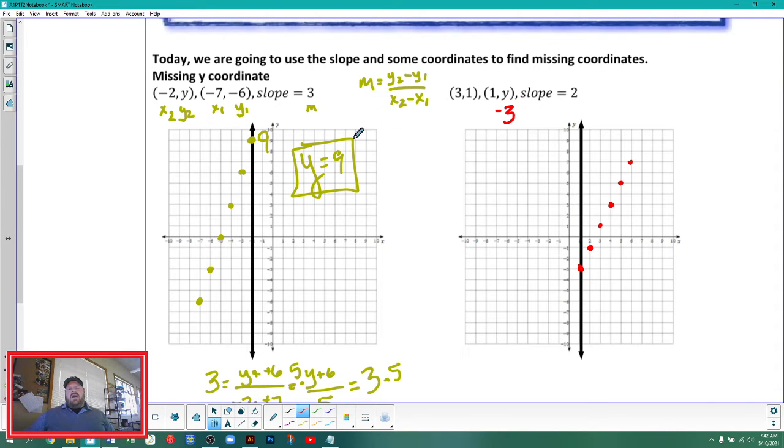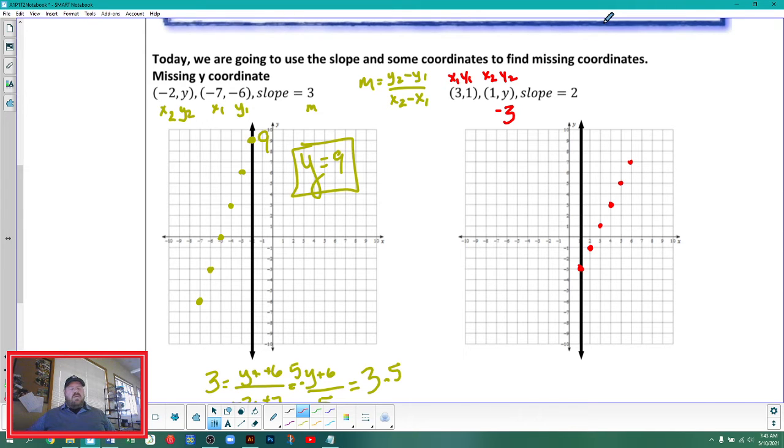Let's verify that with the equation. Again, I want to take my missing value and put it in the 2 slot. So I have x1, y1, x2, y2.